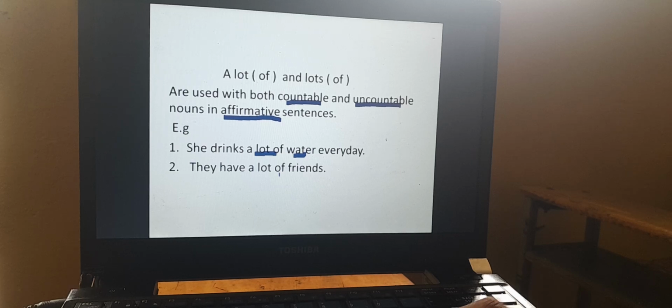They have lots of friends. Friends are countable nouns, but as I have said earlier, a lot of is possible to use with both countable and uncountable nouns.